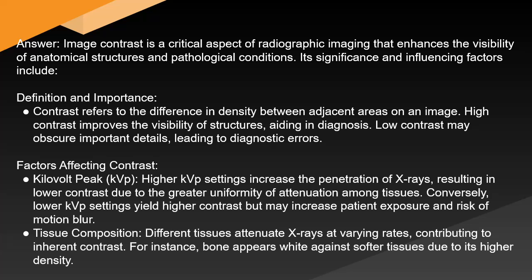Higher kVp settings increase the penetration of X-rays, resulting in lower contrast due to the greater uniformity of attenuation among tissues. Conversely, lower kVp settings yield higher contrast, but may increase patient exposure and risk of motion blur. Tissue composition. Different tissues attenuate X-rays at varying rates, contributing to inherent contrast.